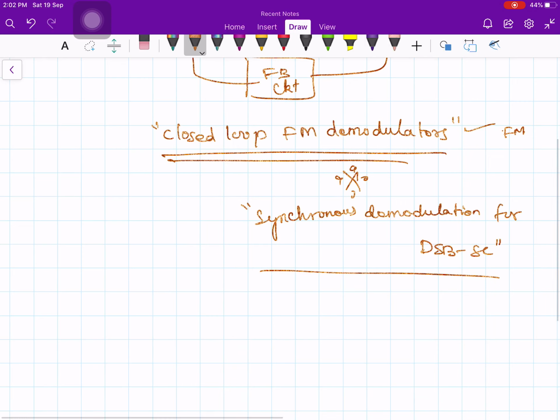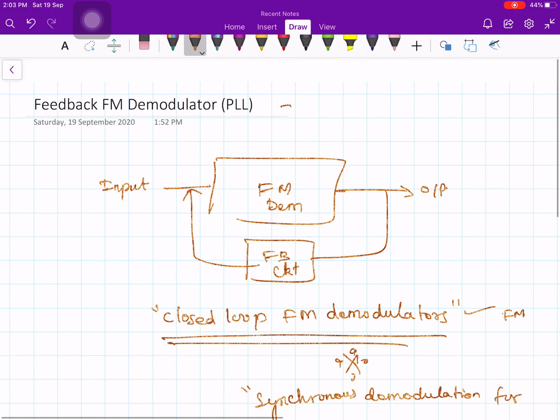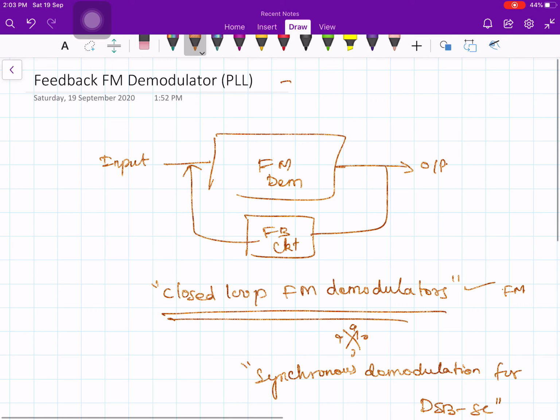So although our initial motivation is to show how these so called feedback demodulators can be used to carry out demodulation of FM signals, we will also discuss some other applications of this separately as we go along. So the point is, feedback FM demodulators are not only used to demodulate the FM signal, but also in some other applications.